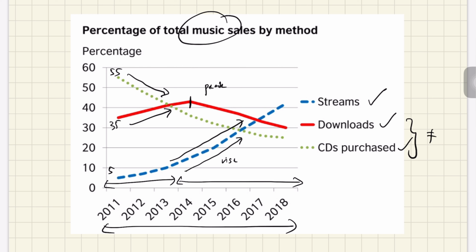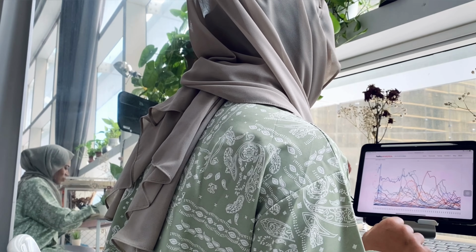Downloads peaked in 2014 at about 43% of sales, but fell to 30% by 2018. This was slightly higher than physical sales, which shrank to 25%. Streaming, on the other hand, overtook both of them and accounted for just over 40% of sales in 2018. Those are the examples of data storytelling of a pie chart and a line graph.